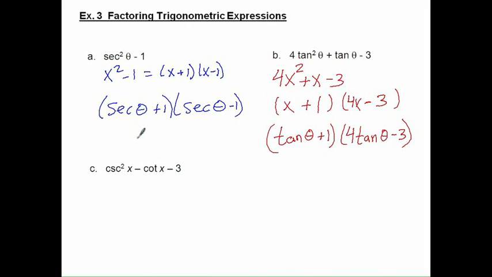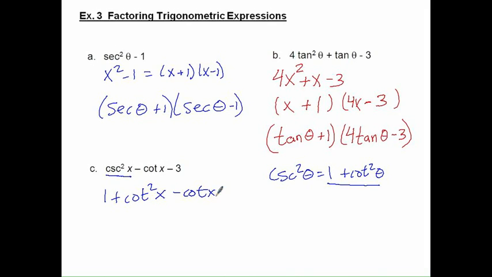So what we're going to have to do is look on your trig identity sheet, and you can see that cosecant squared of our angle is equal to 1 plus cotangent squared. So instead of writing cosecant squared, let's plug 1 plus cotangent squared into there so that everything matches up the way it needs to be. Oh, we're doing x now, aren't we? And then minus cotangent of x minus 3.